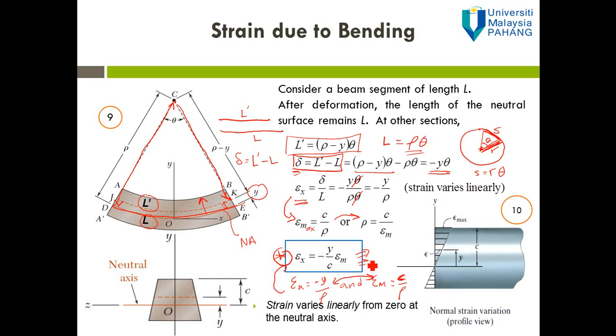So if we draw the strain distribution of the beam, we can see the strain varies linearly from 0 at the neutral axis, which is y equal to 0, so the strain equal to 0, and then varies linearly up to the top surface and also the bottom surface.